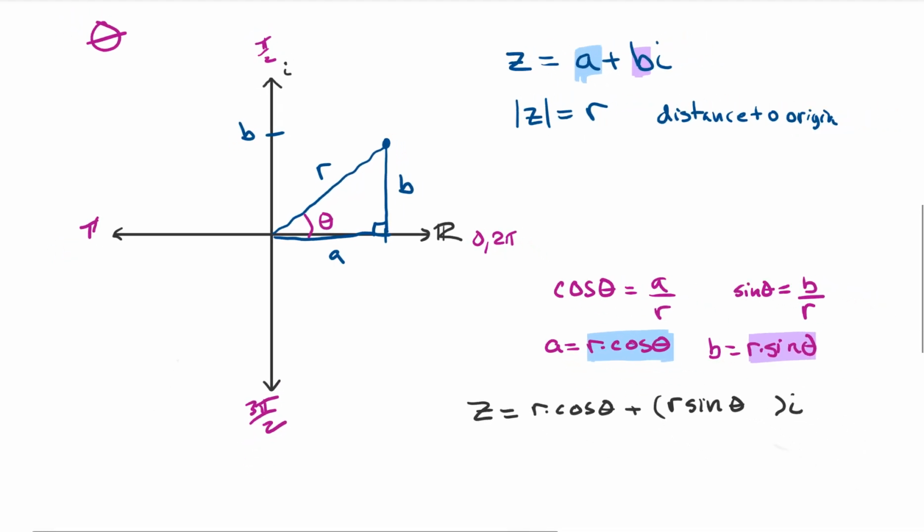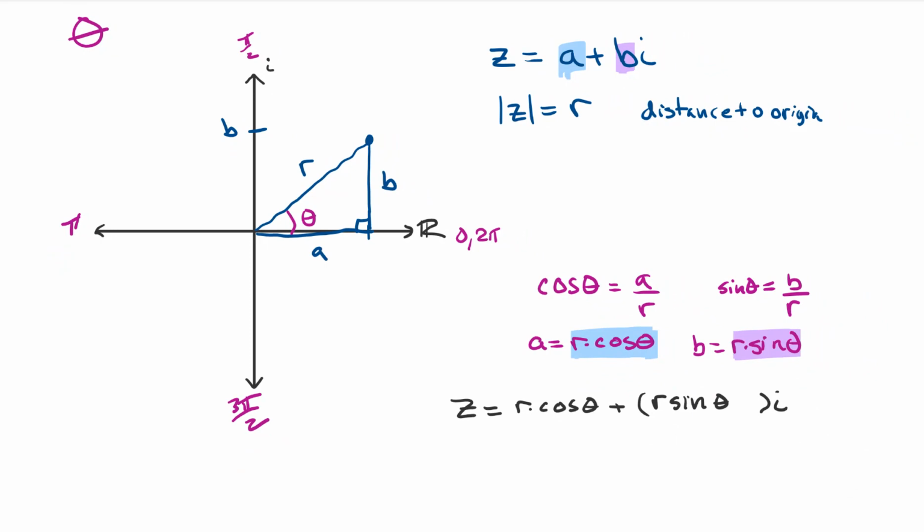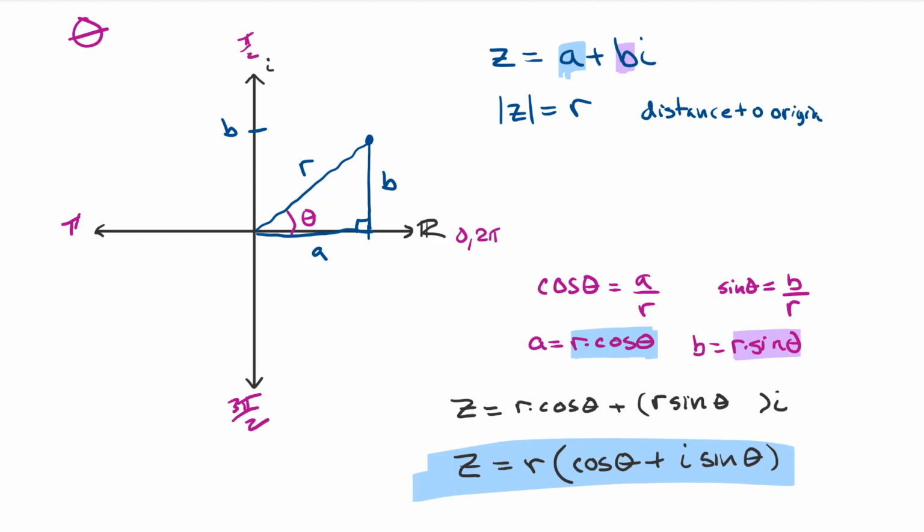Now what ends up happening here is we have something in common. We have an R on both terms, telling us that we can pull this out to the front. And this is a little strange. We're going to write the I in front of the sine. Usually we write sine theta I, but we like the I in front of that. It's just a traditional way that we're going to write it. And here it is, our trigonometric way of writing a complex number.